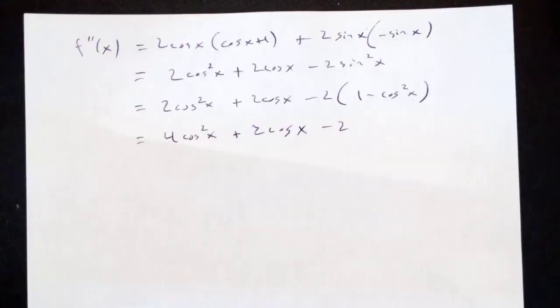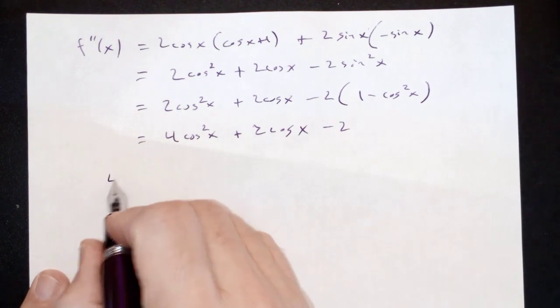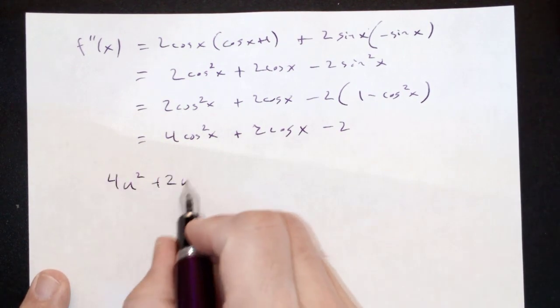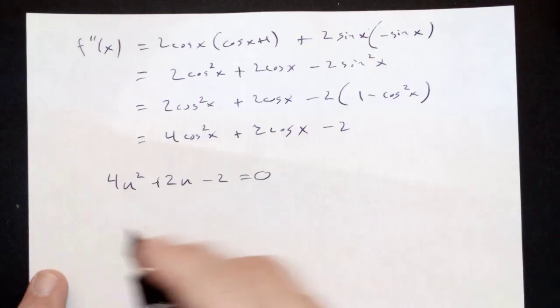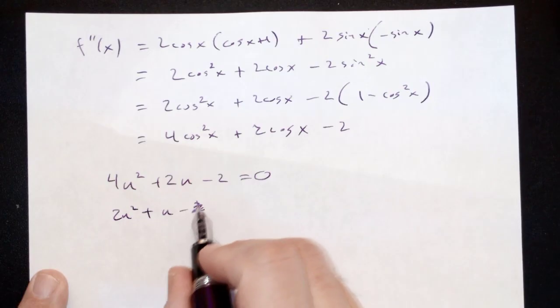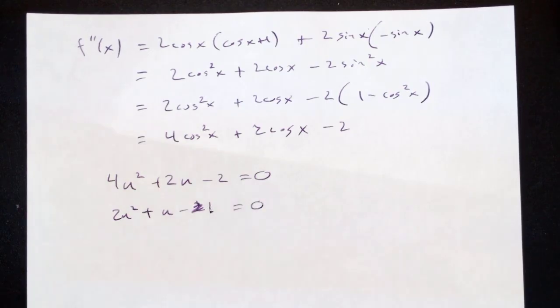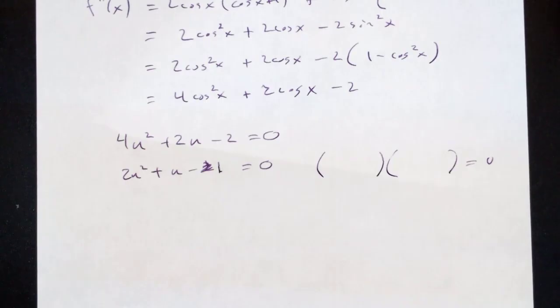That is a quadratic equation. But it's a quadratic in cosine. Wait a minute. 4 ugly things squared plus 2 ugly thing minus 2 equals 0. It's a quadratic. Let's do it that way. I divide by 2. Helps if I divide everything by 2. And then I think I can factor this.